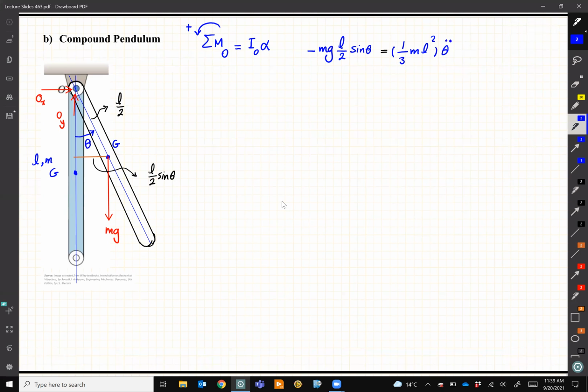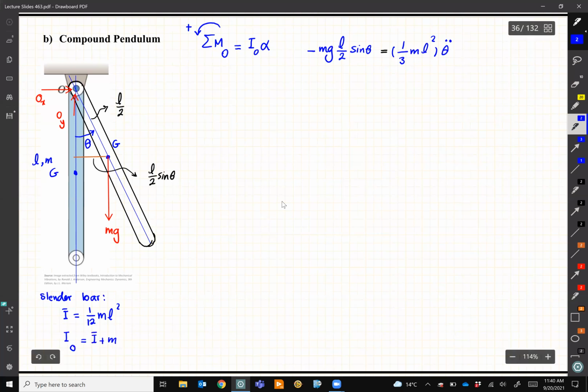Okay. So I'll just write it down for those who forget. For a slender bar, I bar is equal to 1/12 mL squared. And if we use the law of parallel axis, I about O is I bar plus m times half of L squared, which gives us 1/3 mL squared. And we are done.